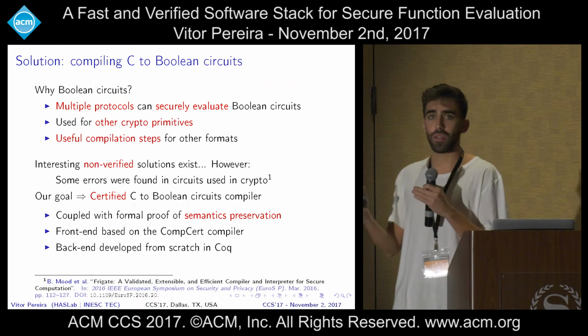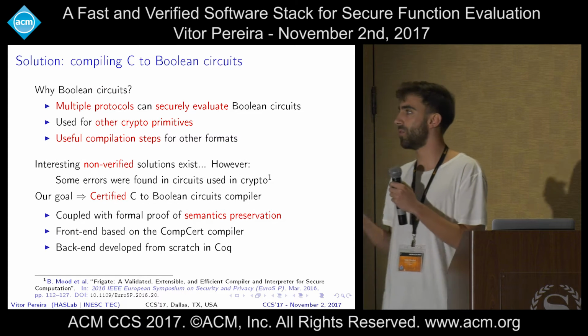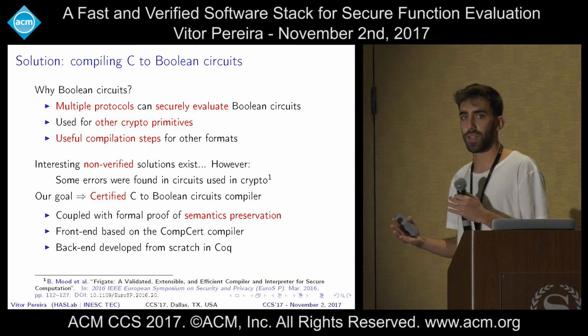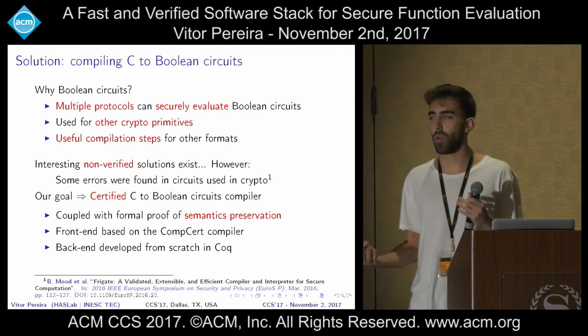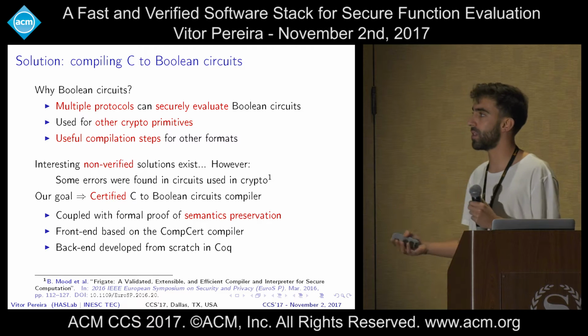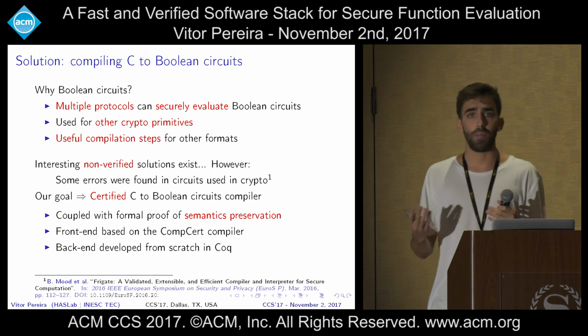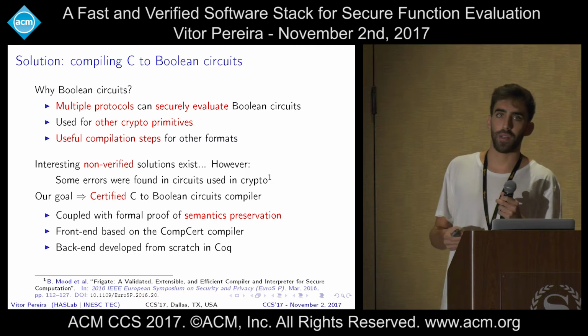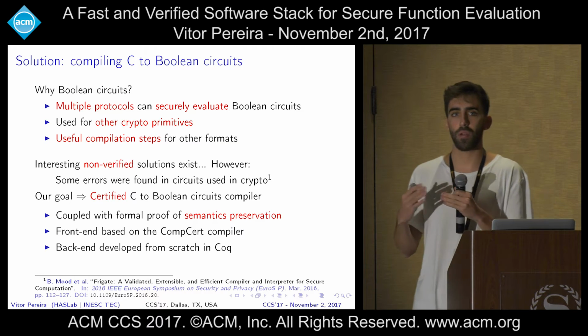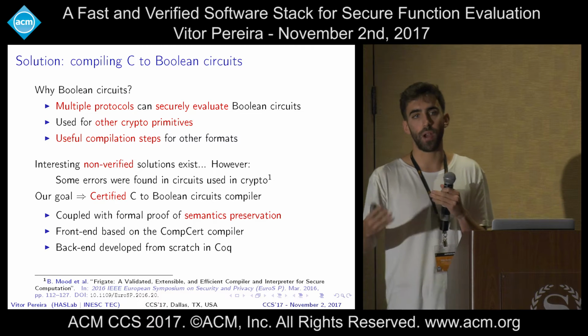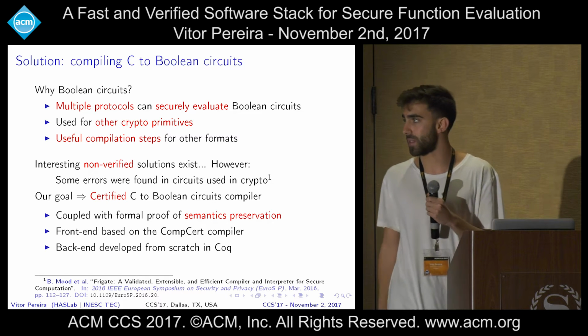So the solution to remove this abstraction gap is to compile C to Boolean circuits. One may ask, why Boolean circuits? Well, we know that there are multiple protocols that can securely evaluate Boolean circuits. Boolean circuits can be used with other cryptographic primitives like functional encryption or homomorphic encryption, and some useful steps of this compilation can actually be applied if we target other formats like arithmetic circuits.